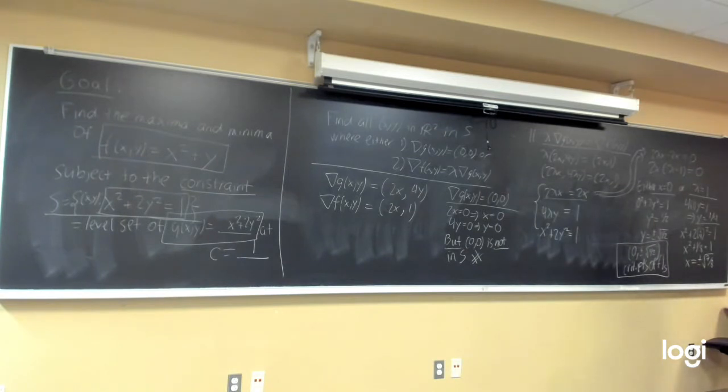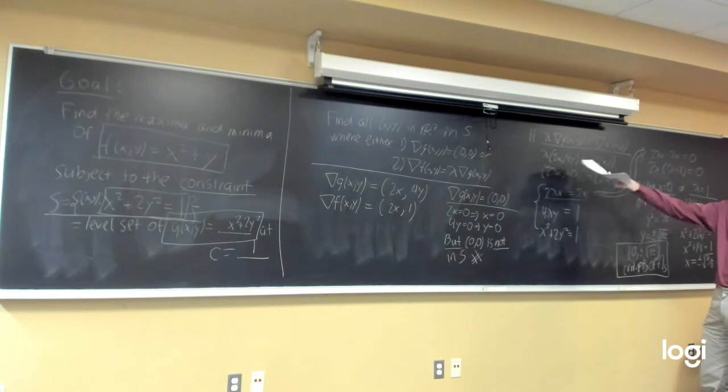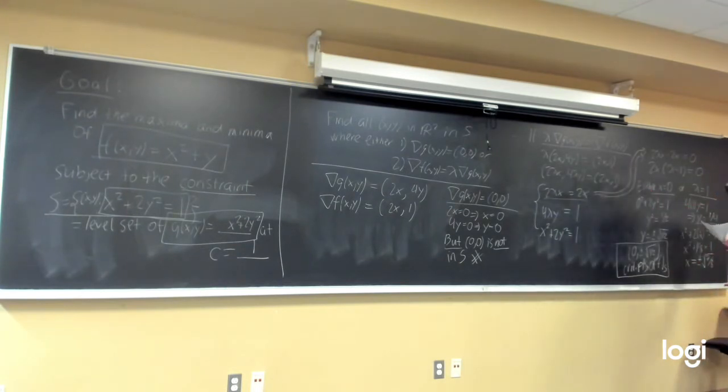And so we're going to get 2 more points that will satisfy these 3 equations, this time if lambda equals 1. Those are going to be the critical points: positive square root of 7/8, comma 1/4, and negative square root of 7/8, comma 1/4.